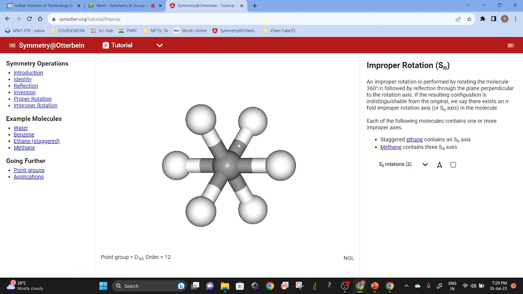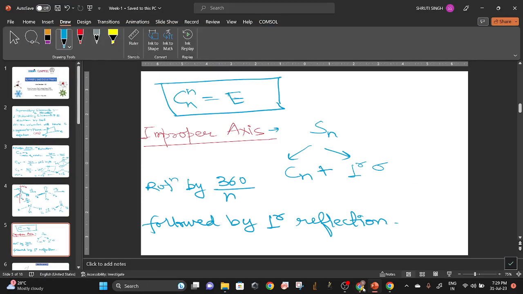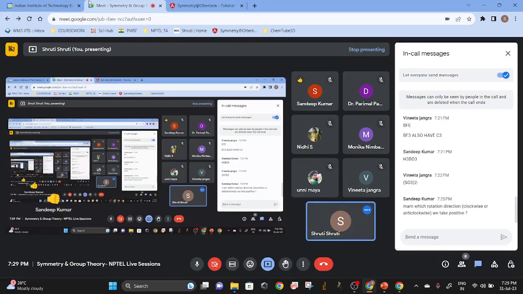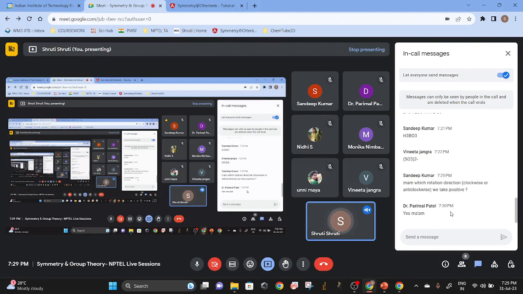Okay, can you see my screen? Which rotation do we take positive? Clockwise we take positive mostly, if not mentioned.